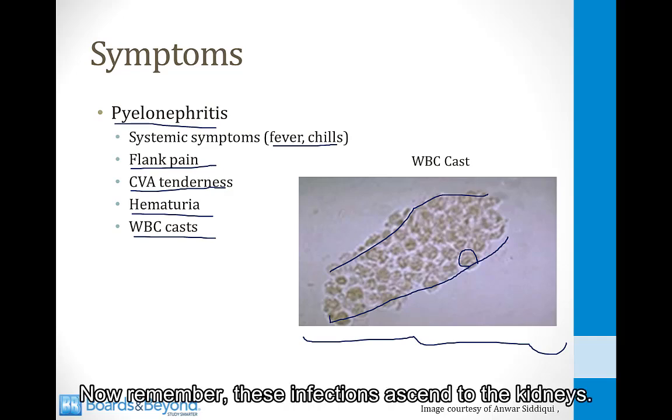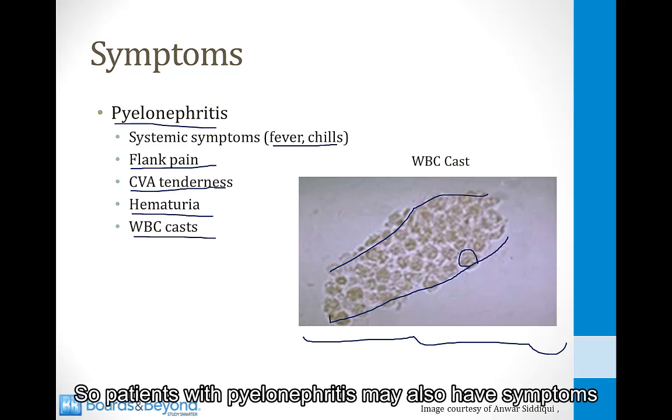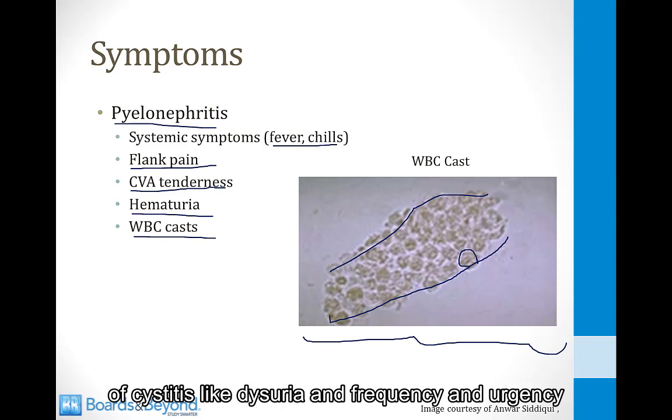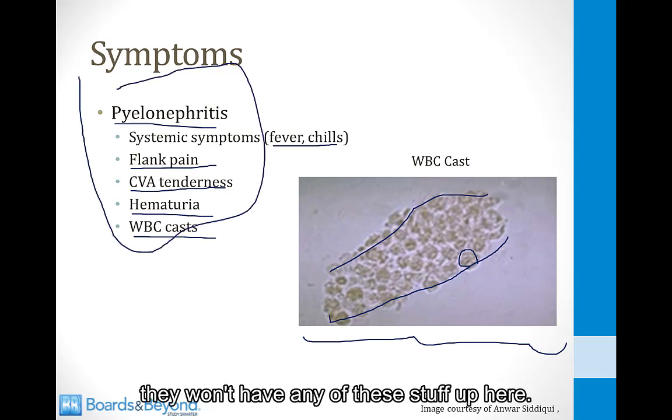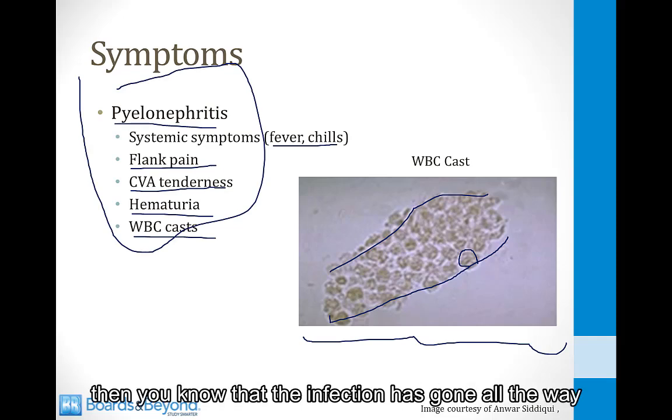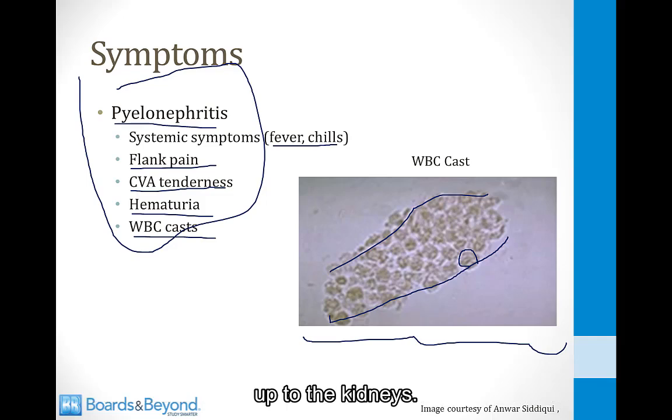Now remember, these infections ascend to the kidney, so patients with pyelonephritis may also have symptoms of cystitis like dysuria and frequency and urgency. But if it's an uncomplicated cystitis, they won't have any of this stuff up here. If you see systemic symptoms and flank pain and CVA tenderness and casts, then you know that the infection has gone all the way up to the kidneys.